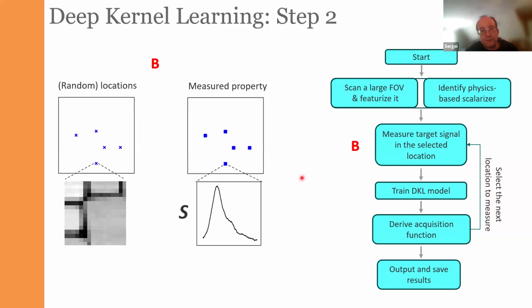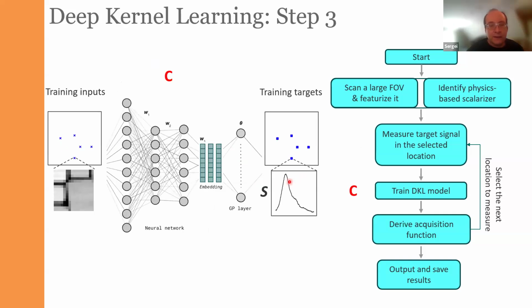Once we identify this property, our next step is where the magic happens. This is where we use our deep kernel learning model, where we take the examples of the pairs between our high-dimensional descriptors and our scalarizers, and we train the model based on these examples. So at this stage, it is essentially supervised learning.